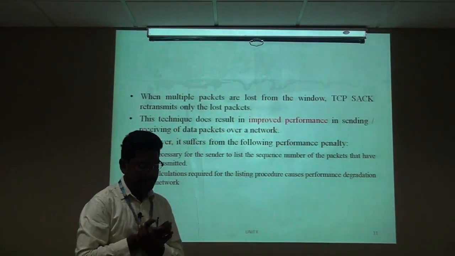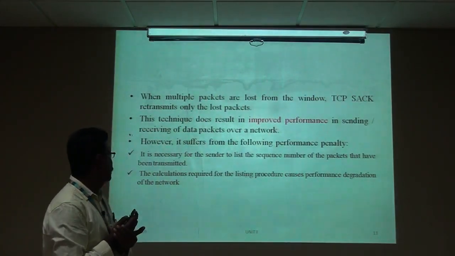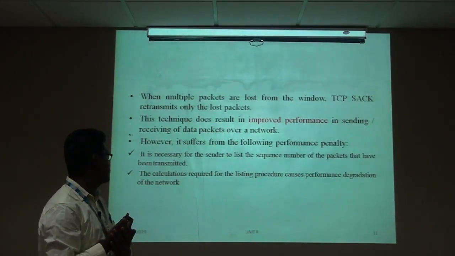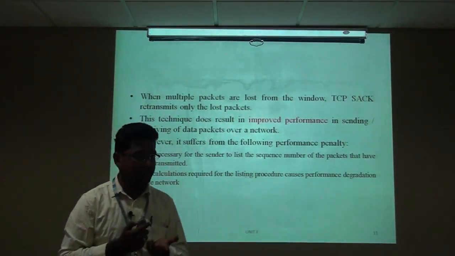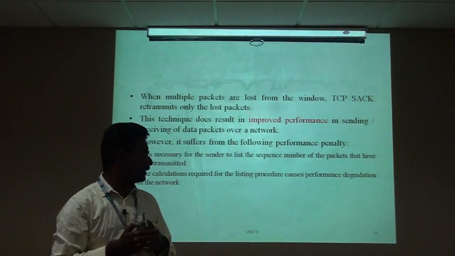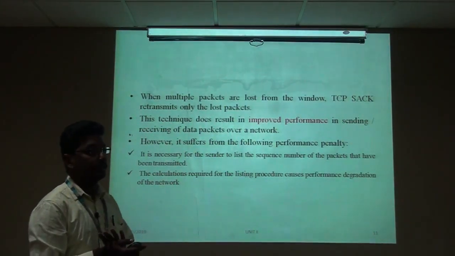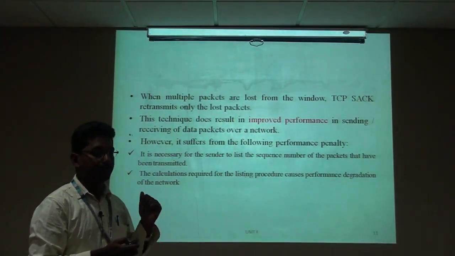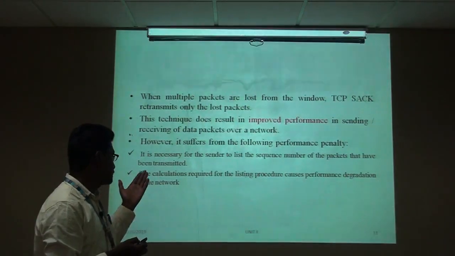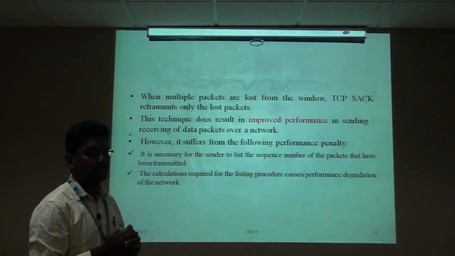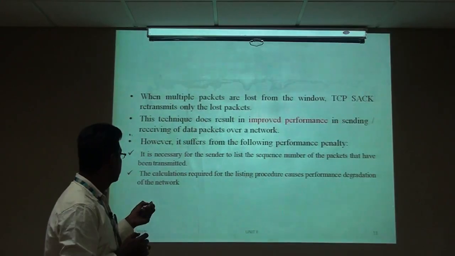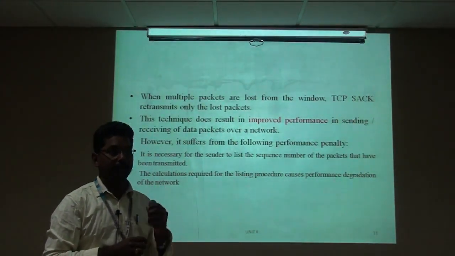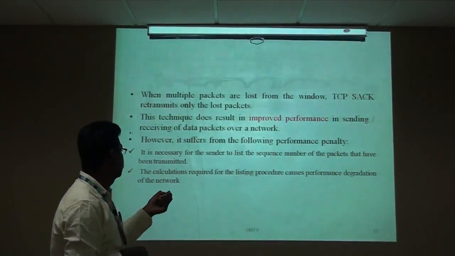When multiple packets are lost in a communication, TCP SACK retransmits only the lost packets. However, there are two problems involved in this method. The first one is that the sender needs to list the sequence of the packets which are lost, and the calculation used for listing the sequence numbers is very tedious, and it will lead to degradation of the performance of the communication between the sender and the receiver.